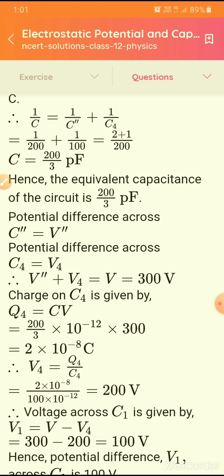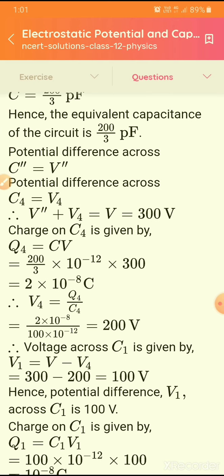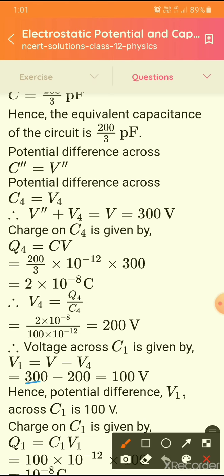Then we can go for V4. V4 is equal to Q4 by C4. Q4 we have already found, 2 into 10 to the power of minus 8. C4 will be 100 into 10 to the power of minus 12. If you simplify both these, you will get 200 volts. So the voltage across C1 is given by V1 is equal to V minus V4. The V value will be 300 and the V4 value will be 200. If we subtract these two, we will get 100 volts.